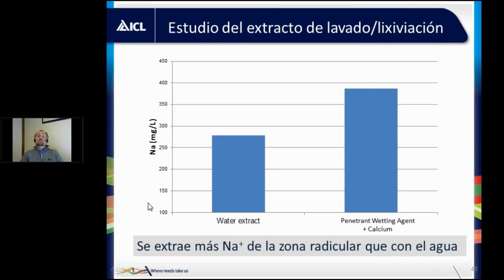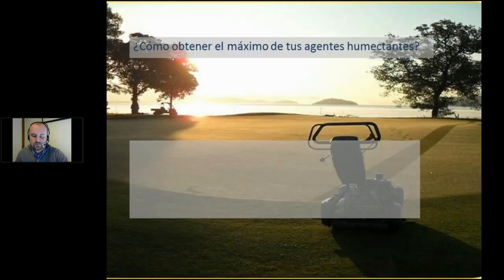And we measured the amount of sodium that we removed from that root zone. In simple terms, a penetrant wetting agent in this situation significantly removed more sodium from a saline root zone than just using water on its own. So we can utilize our wetting agents for more than efficient water use, for more than dew dispersants. We can utilize them to manage situations like saline soils as well, to reduce that salt level and that salt buildup. So I'm through to my second to last slide, actually.